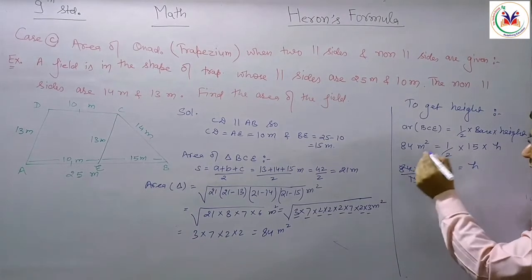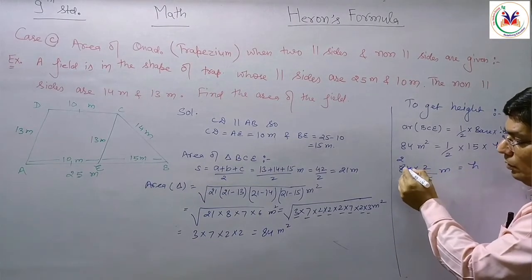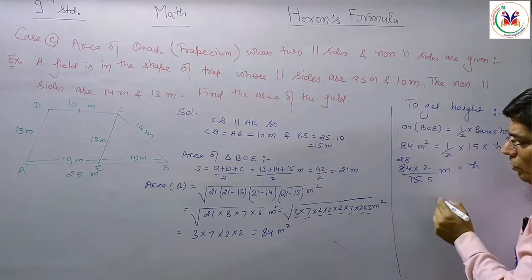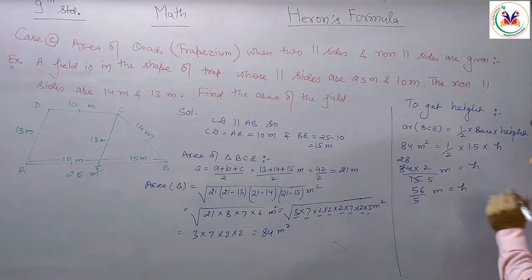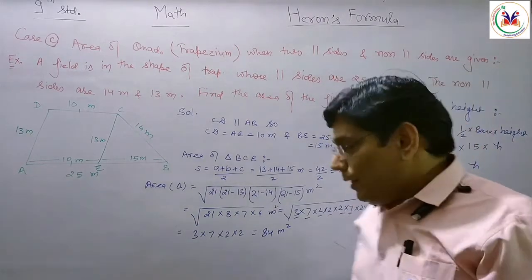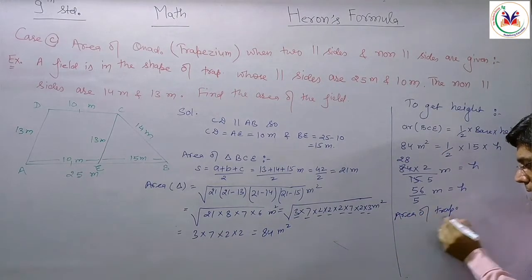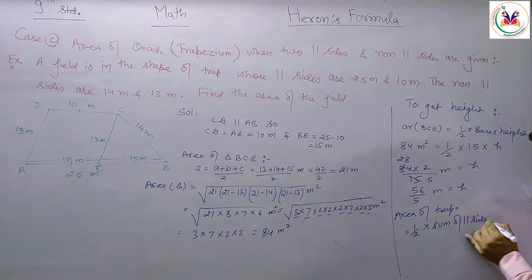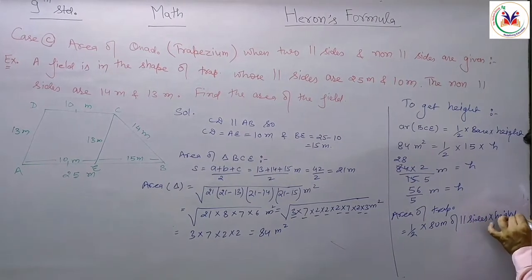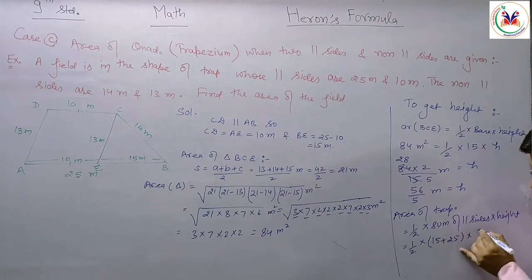3 5 ja 15 and now 3 2 ja 6 or 3 8 ja 24, so that will be 56 upon 5 meter, that will be height. Is that clear? जैसे ही हमें height मिल जाती है, now area of trapezium equals to half sum of parallel sides into height. Now sum of parallel sides, that is 15 plus 25, and height is 56 upon 5 meter square.